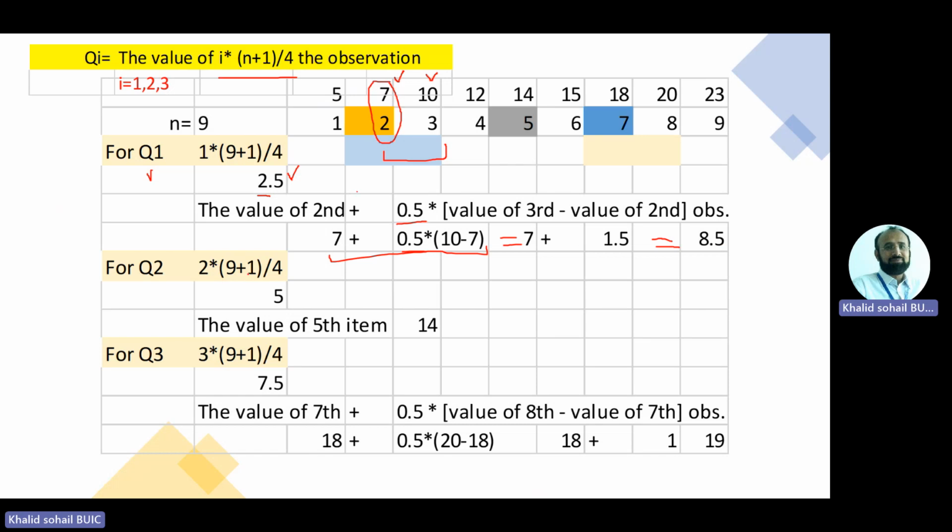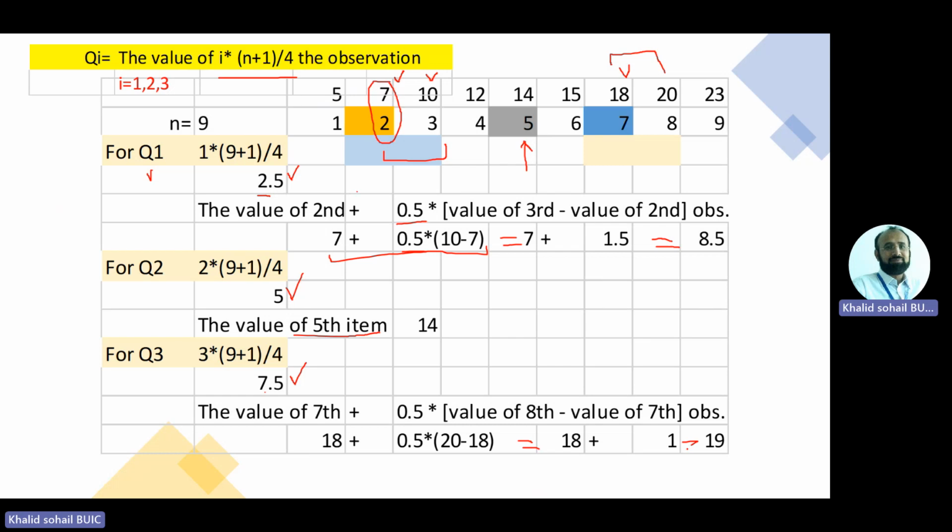Now for the second quartile, again here we will put i equal to 2, and we will put the value in the formula, and we are getting 5. So it is very easy. We will just get the fifth item, and this is our fifth item. So our second quartile is 14. In the same way, we can get our third quartile by putting i equal to 3. We will get 7.5. Again, at the seventh position, this one 18, and then the difference, 20 minus 18, is 2, and we will multiply it by 0.5, and we will get this number, that is 19.